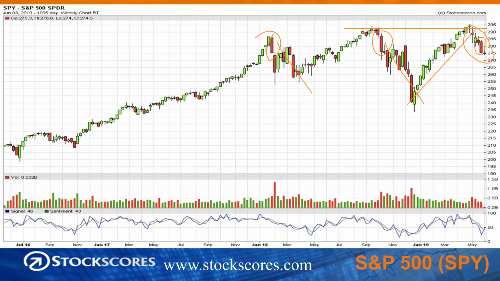Again, the market's already gone down for 5 weeks, and we are at some support from this previous trading range. So I'm not super confident that we're going to break lower, but I do want everyone to be conscious of the fact that there is some risk in the market right now.